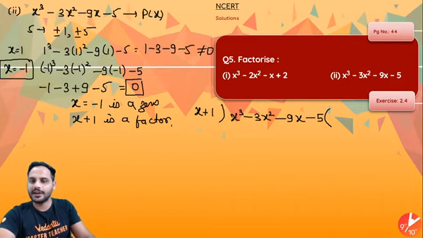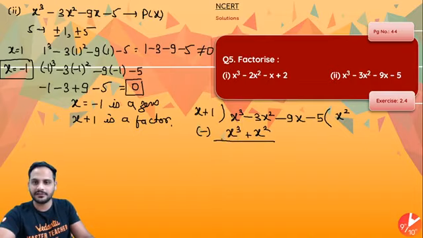I want to create x cube from x, so multiply it with x square. X square into x is x cube. Multiply x square with 1 as well, so plus x square. Right? Let us subtract them. Whenever we subtract, we change the signs. So minus, minus, this got cancelled. Minus 3x square minus x square is minus 4x square, minus 9x minus 5.